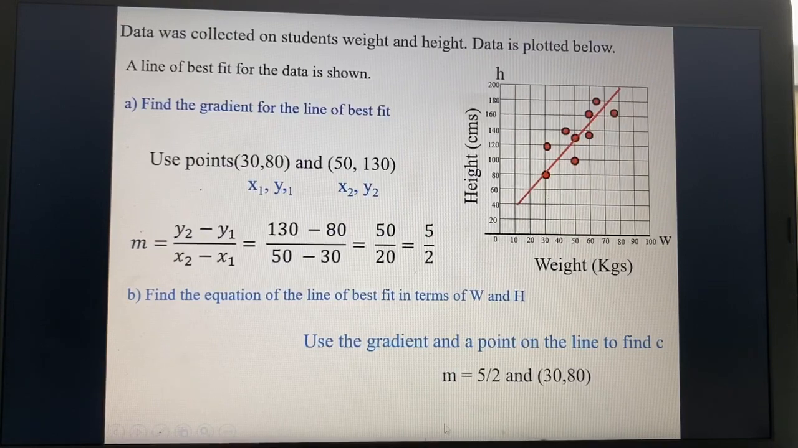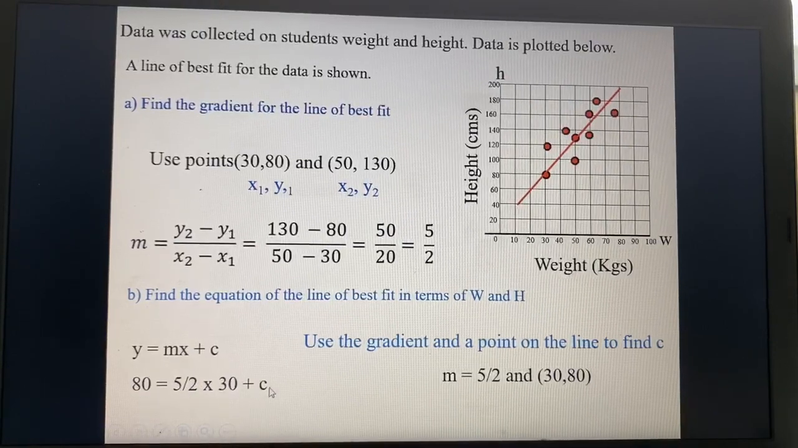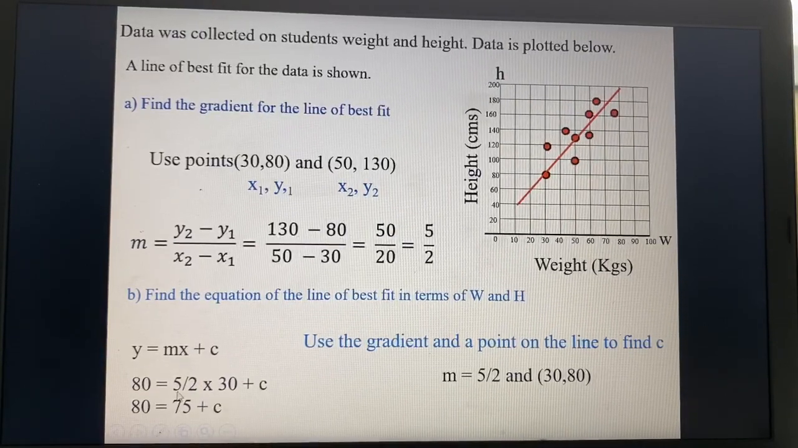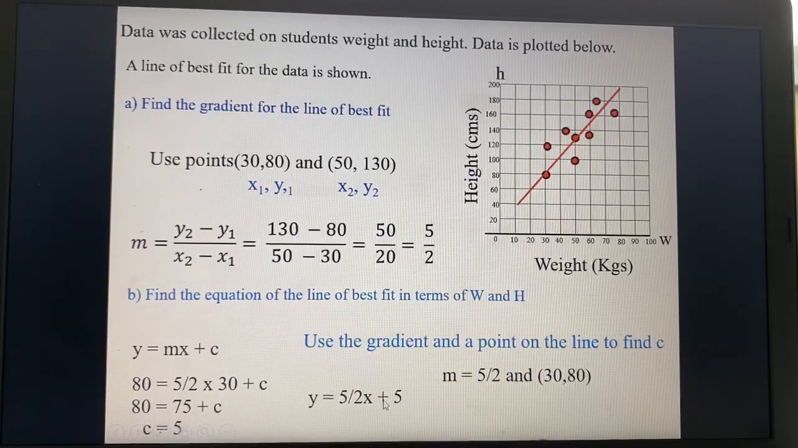It's arbitrary. You could use either of them, you'll get the same results. So m is 5/2 and 30, 80 is our x and our y to substitute into our y equals mx plus c, so that we can use that information to find c. So 80 for y, 30 for x, and then m is 5/2. So the only unknown here is c, and we can rearrange that. 5/2 times 30 is 75. So 80 is equal to 75 plus c, which means c must be 5. So the equation of our line is y equals 5/2x plus 5.